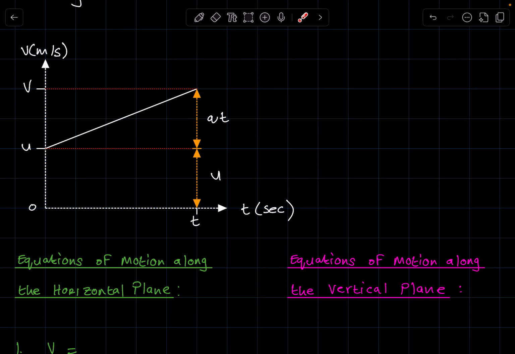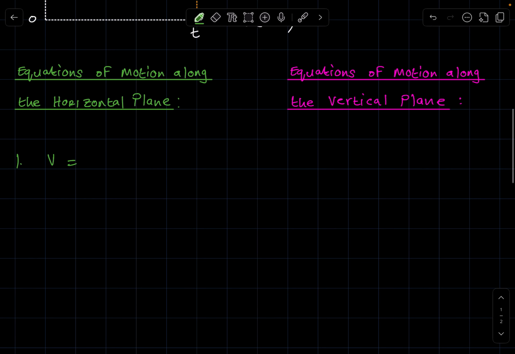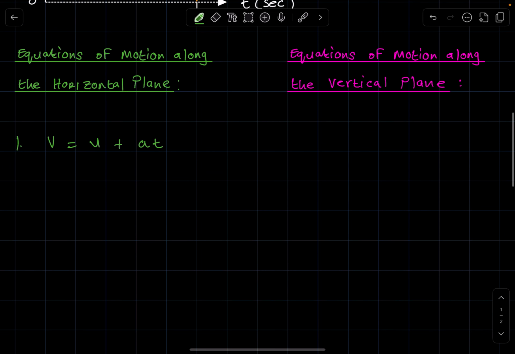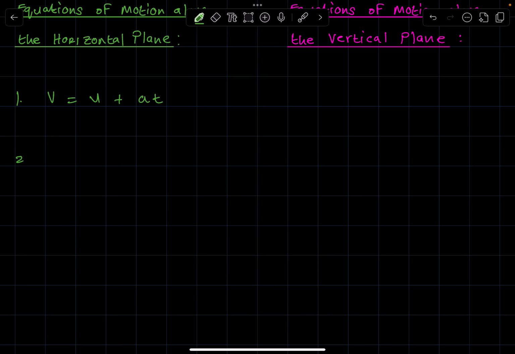The final velocity is essentially this u, plus the velocity here, which we have established is equal to at. So to get the final velocity, we have to add u and at. So v, the final velocity, is equal to u plus at. And that is how the first equation of motion comes about. Simple enough. Now let's look at the second equation.